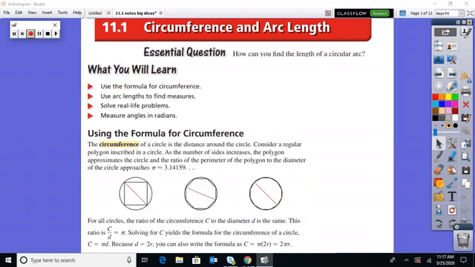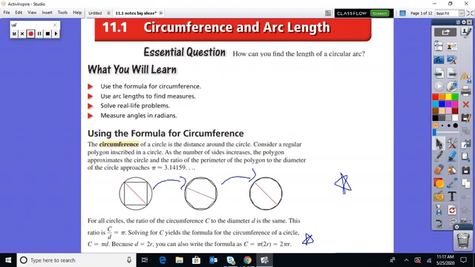Let's see, this little paragraph right here kind of gives you a little history of it. Consider a regular polygon inscribed in a circle. As the number of sides increases, the polygon starts to get closer and closer to a circle, doesn't it? It approximates the circle, and the ratio of the perimeter of the polygon to the diameter of the circle approaches pi. So therefore, that leads us to the formula that we get 2 pi r, or pi d.